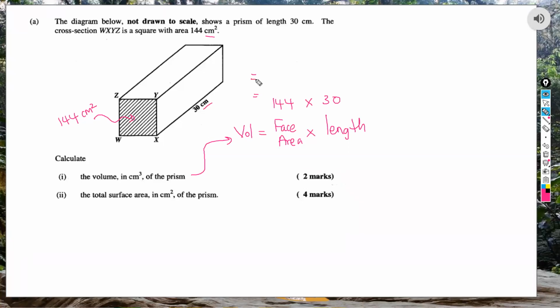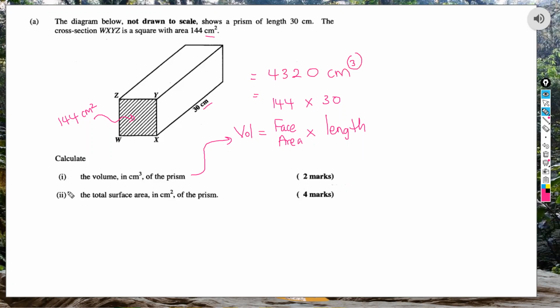144 multiplied by 30. I'm getting 4320 centimeters cube. Right? And well, the answer has to be in cube. I noticed some people put squared, but it's volume, and volume is centimeters cube.